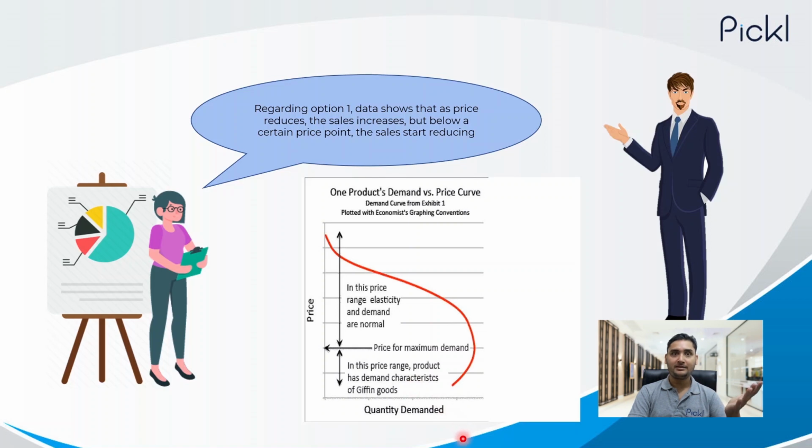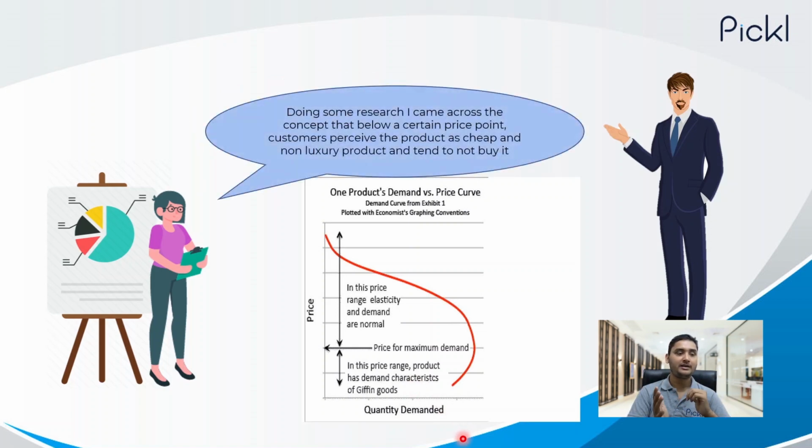She further analyzes what might be the reason for this. And then she explains that below a certain price point, people perceive it as a low quality, non-luxury kind of product, and they want to stay away from it, right? So as we reduce the price, obviously the demand increases, but below a certain point, the customers tend to stay away from it because they don't trust the quality of the product, or they don't trust the luxuriousness of the product.